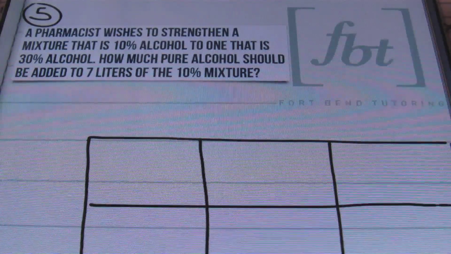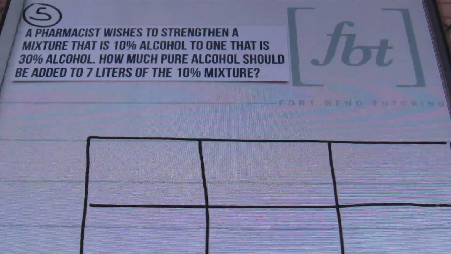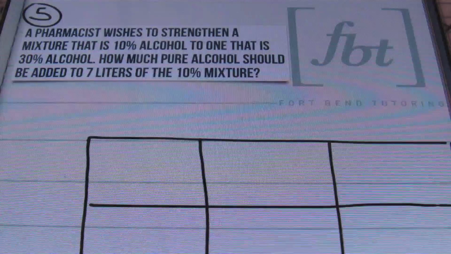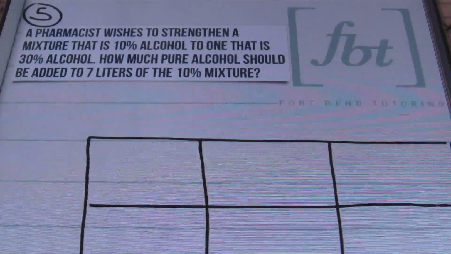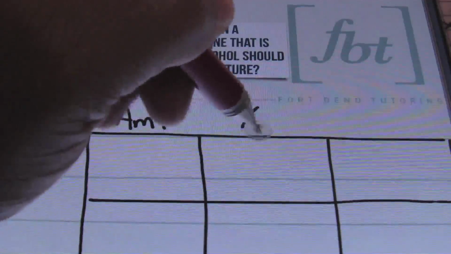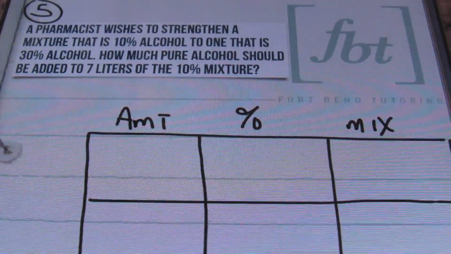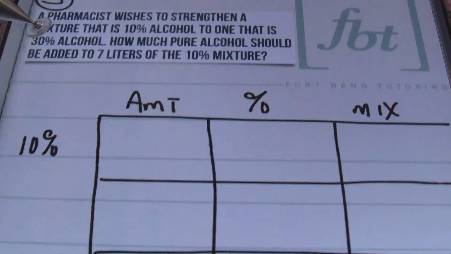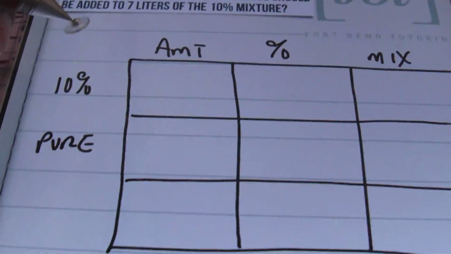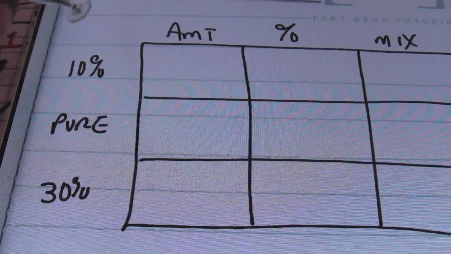Problem number 5, a pharmacist wishes to strengthen a mixture that is 10% alcohol to one that is 30% alcohol. How much pure alcohol should be added to 7 liters of the 10% mixture? So in this problem right here, ladies and gentlemen, we have the amount, we have the percentage, and we got our final mix over here. And what we'll be combining together is a 10% alcohol mixture, and we're combining that with pure alcohol to obtain a mixture that's going to be 30% alcohol. All right, so that's what we have.